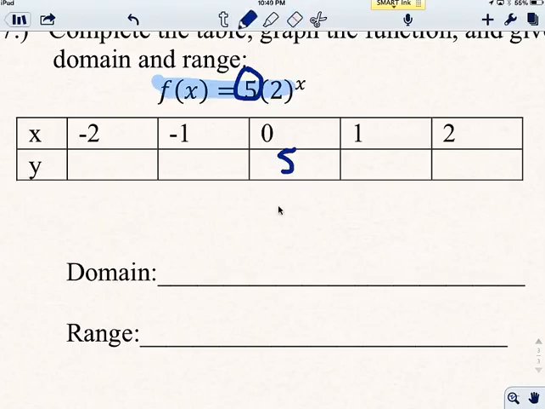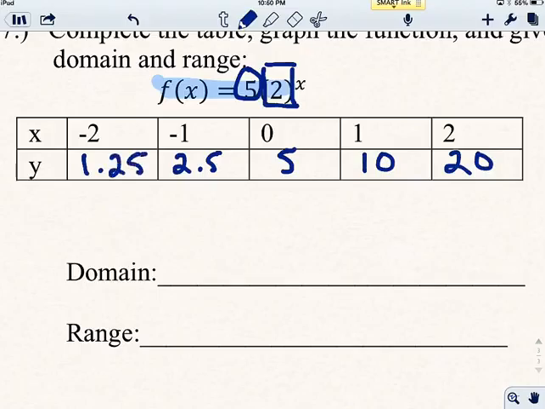Okay, now I can follow the pattern because I know that my common multiplier is 2, which means that for the pattern from left to right, I'm just going to multiply each one by 2. So 5 times 2 is 10. 10 times 2 is 20. Now to work back the opposite direction, instead of multiplying by 2, I'm going to divide by 2. So 5 divided by 2 is 2.5. 2.5 divided by 2 is 1.25.